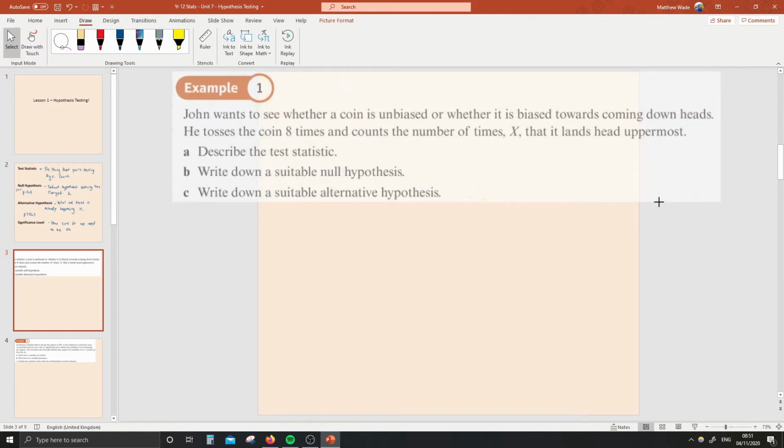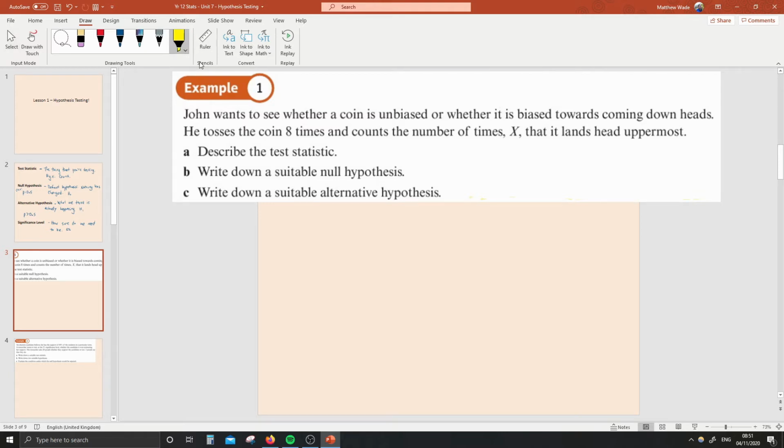Let's just see if you got your head around it. So let's read it together. It says, John wants to see whether a coin is unbiased. Oh, good, it's about the coin, just like what we did. Good. To see whether a coin is unbiased or whether it is biased towards coming down heads. It's our exact example. He tosses the coin 8 times, and he counts the number of times, X, that it lands heads uppermost.